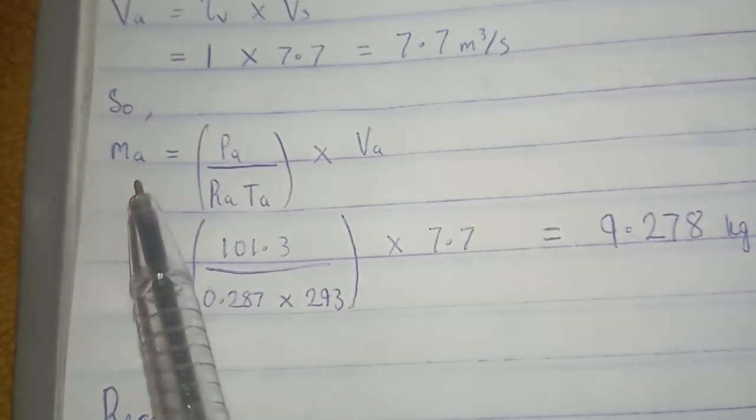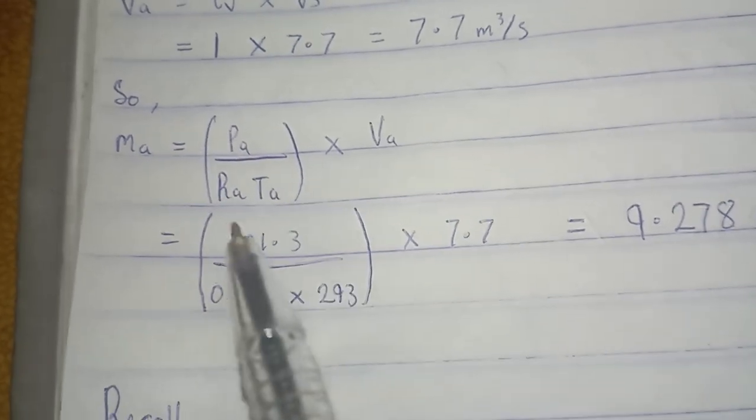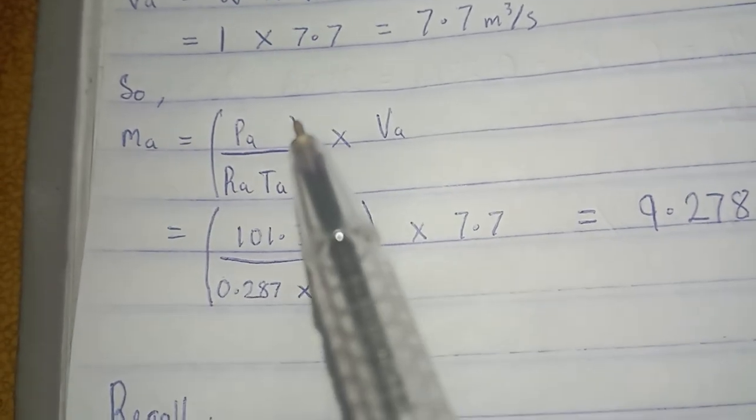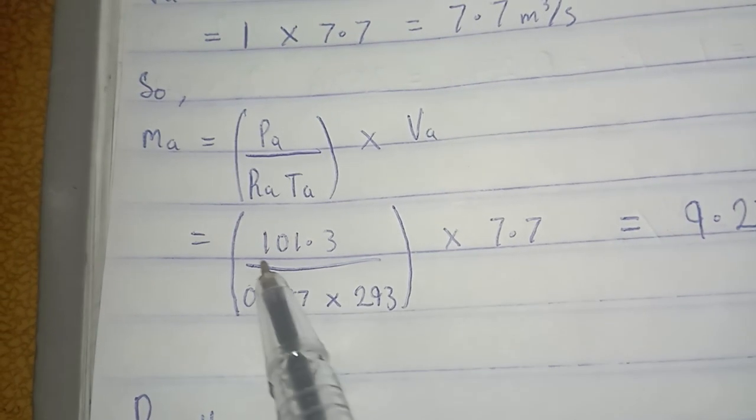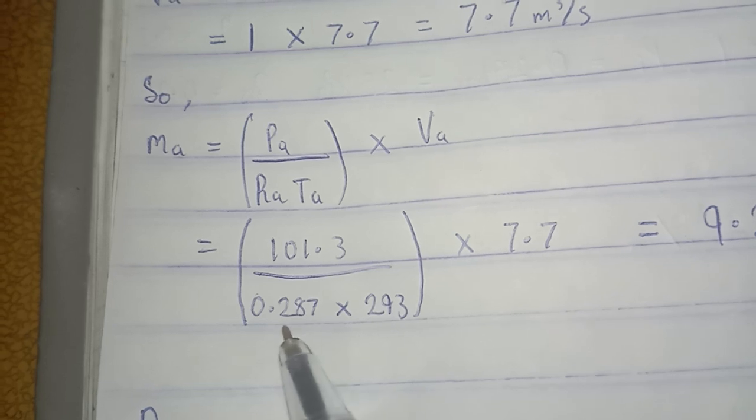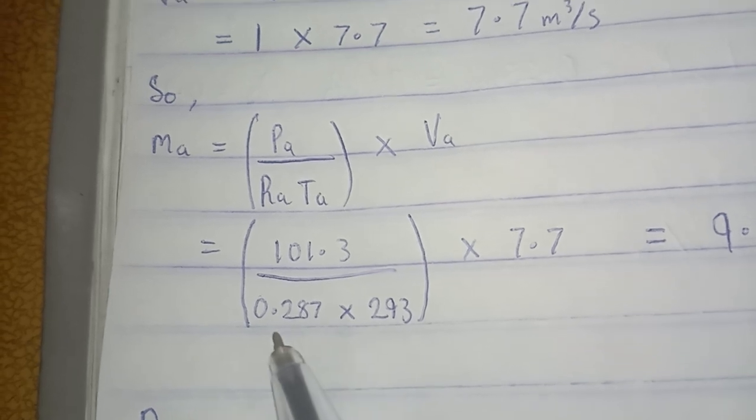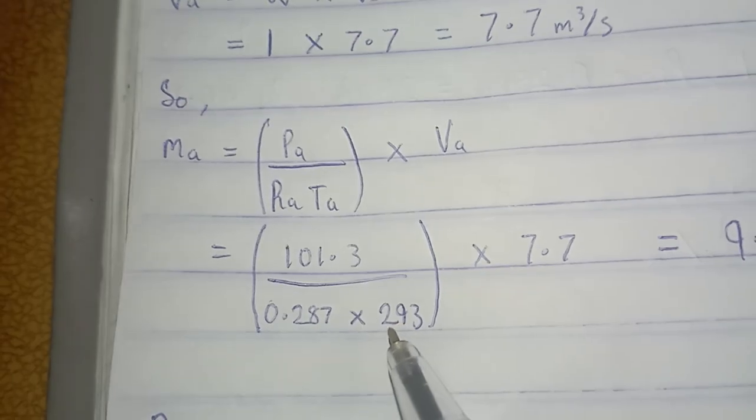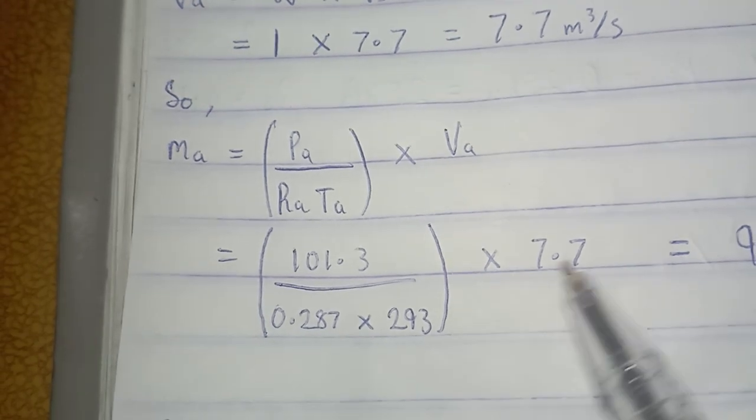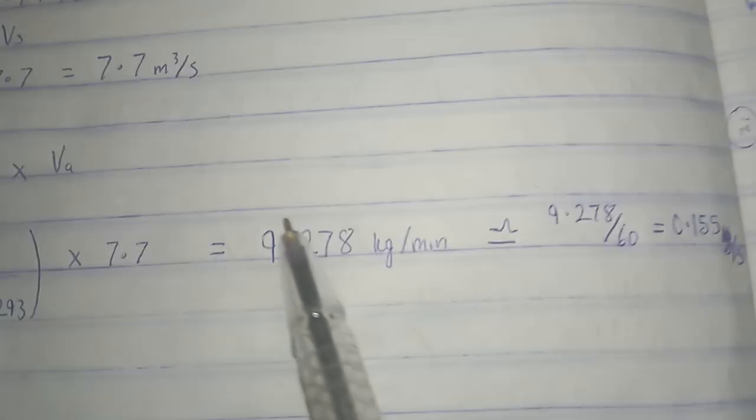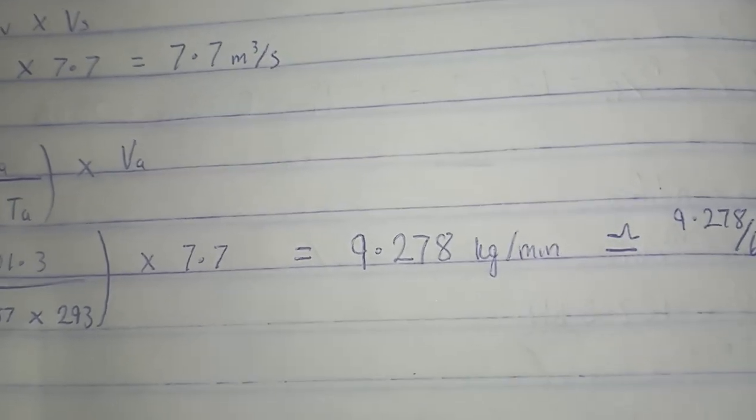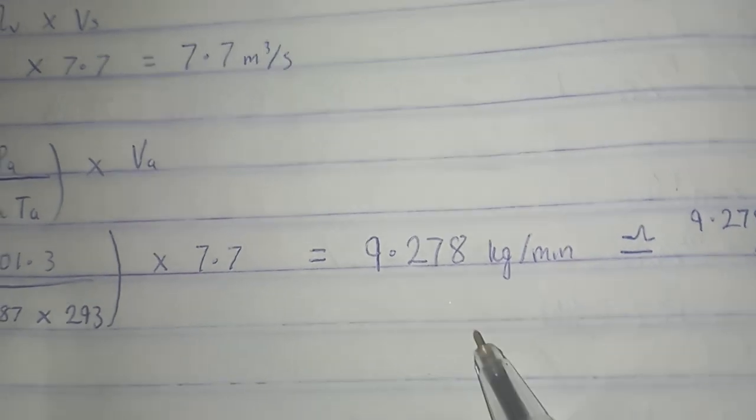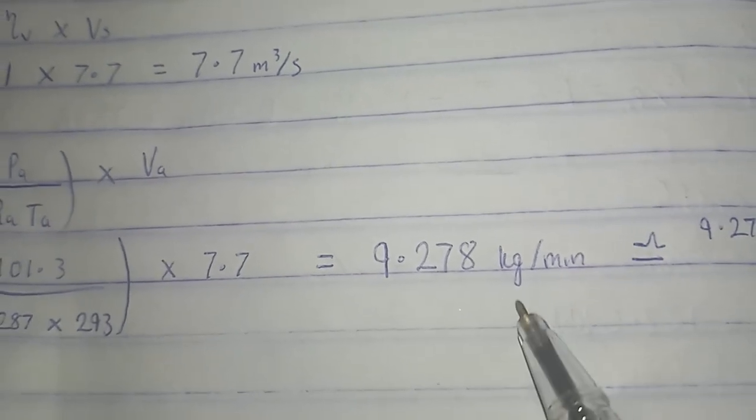Now we can put this into our formula for M. So M is equal to pressure of A over gas constant A, temperature A, times your VA. Your pressure of air was given in the parameters. Gas constant was given, even if it was not given, gas constant is supposed to be 0.287, times your temperature of air, which was also given, times the volume you got. It will now give you 9.278.